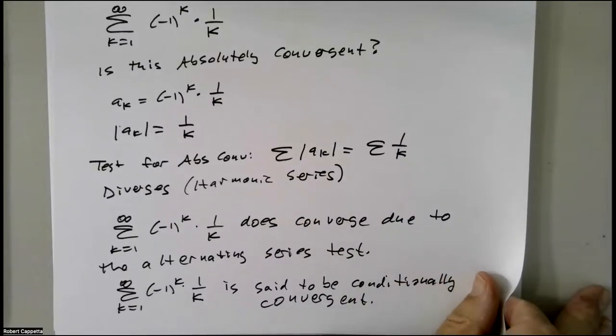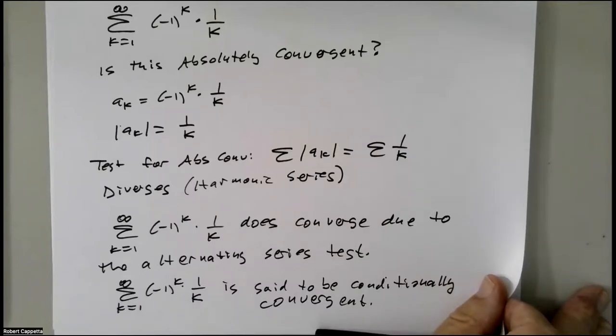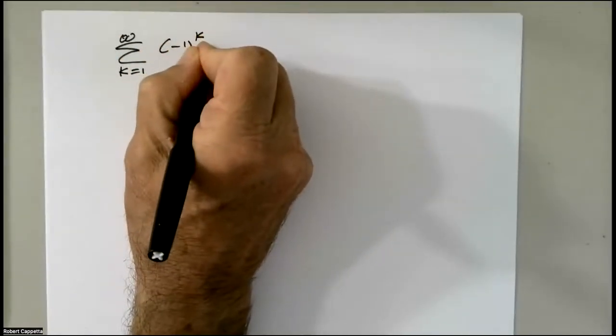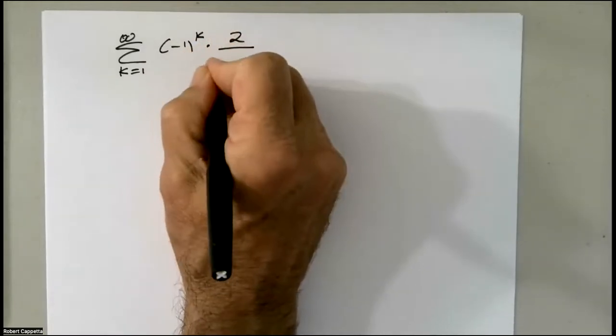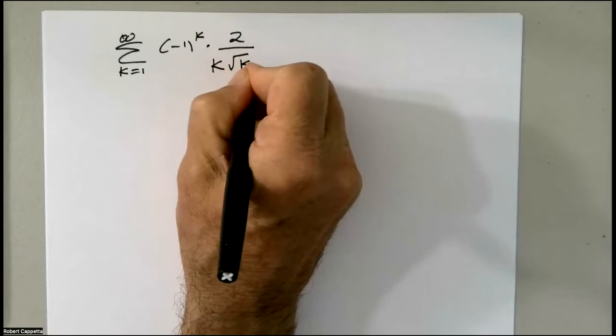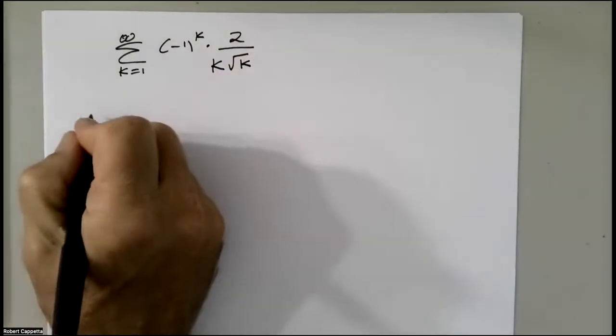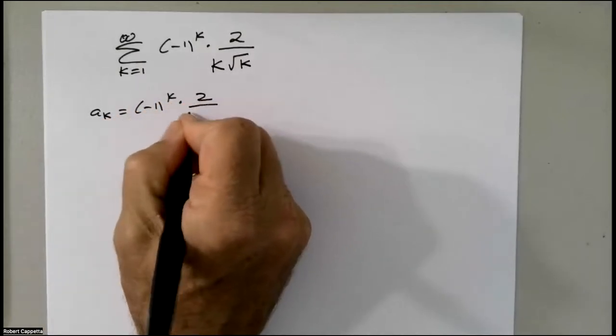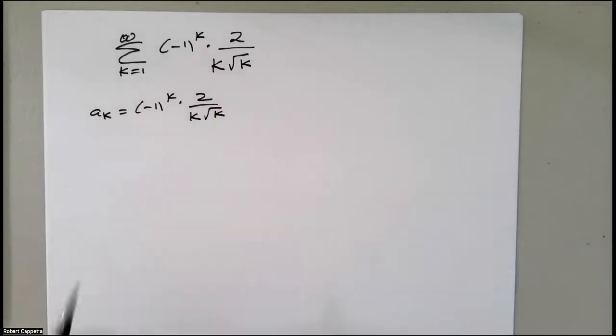So let's look at another one and ask ourselves if it is absolutely convergent. Again, looking at one that is alternating. If I have the sum as k goes from 1 to infinity of -1 to the k times 2 over k root k, that's my a sub k. It alternates. Now, let me ask you this question. Would this converge with the alternating series test? If we did the alternating series test, would this converge?